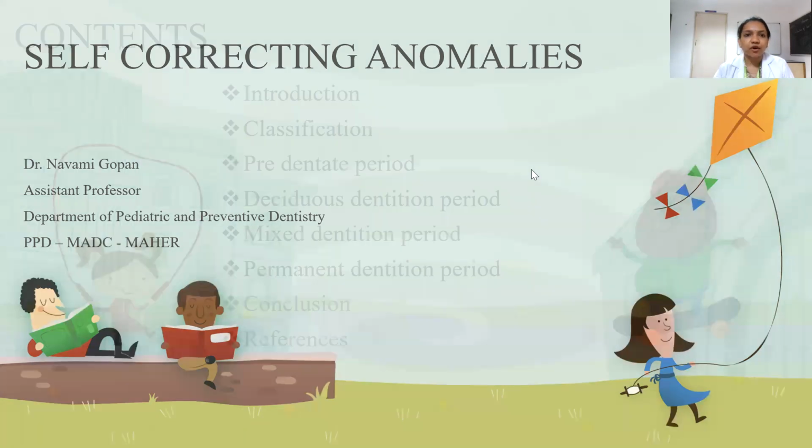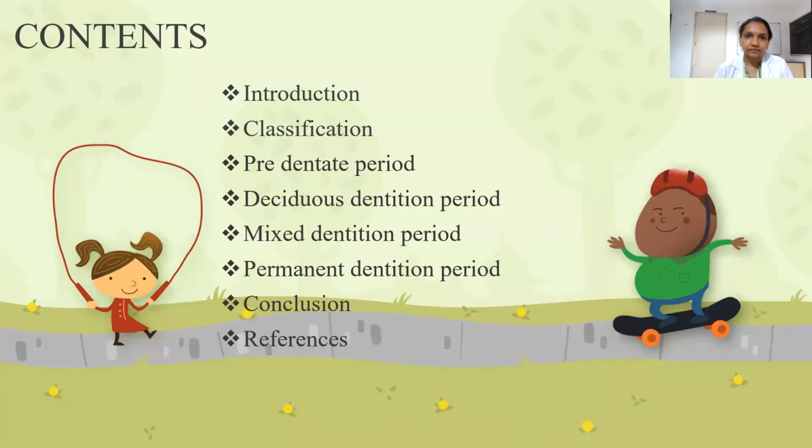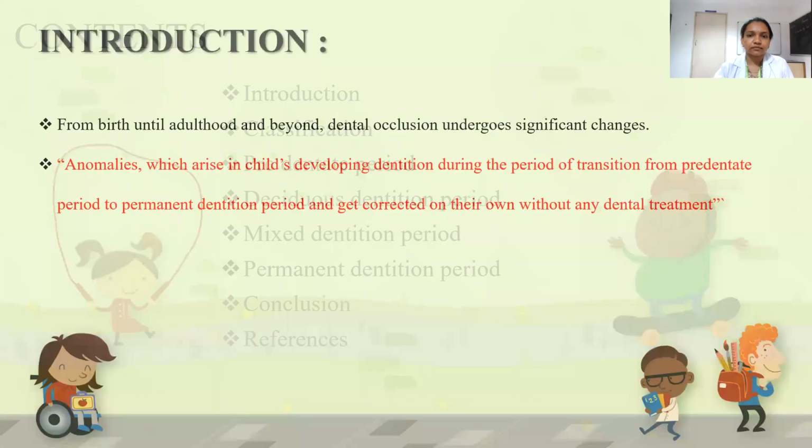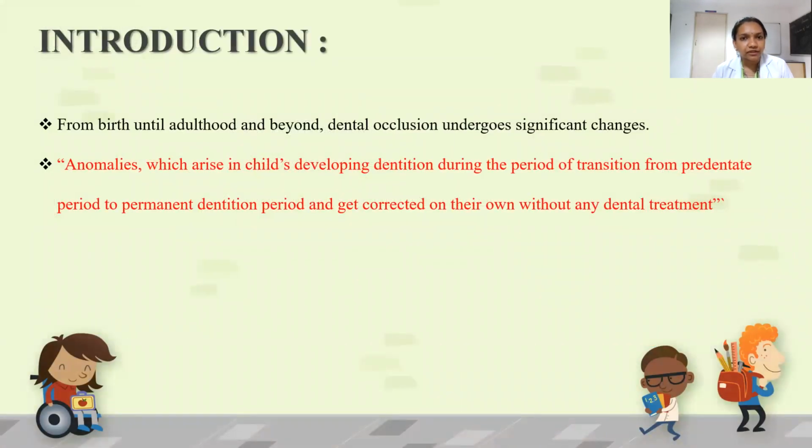We will be discussing the topic under the following headings. From the time of birth until adulthood and beyond, our dental occlusion goes through a series of changes. During this period of transition of dentition from pre-dentate period to the permanent dentition, there will be periods of malocclusions. These periods of malocclusions are termed as self-correcting anomalies. They are also known as transient malocclusion or transitional malocclusion.